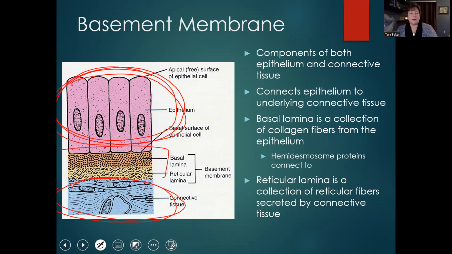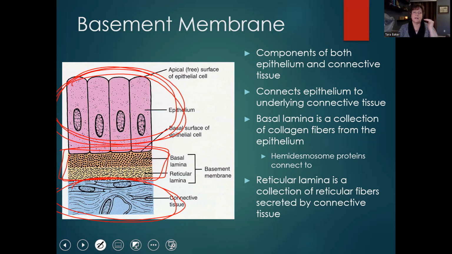This brown area is my basement membrane. The basement membrane is going to be like a thick glue that is holding the epithelial cells to the connective tissue. Below, the basement membrane is split into two parts, basal lamina and reticular lamina. The basal lamina is an oozy glue that comes out of the epithelial cells. And the reticular lamina is oozy reticular fibers coming out of the connective tissue.